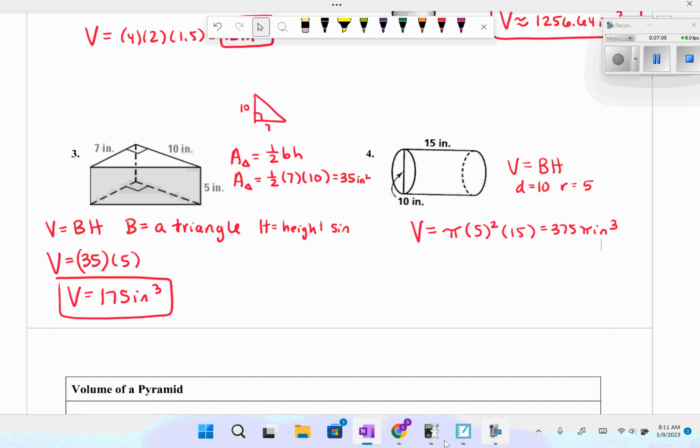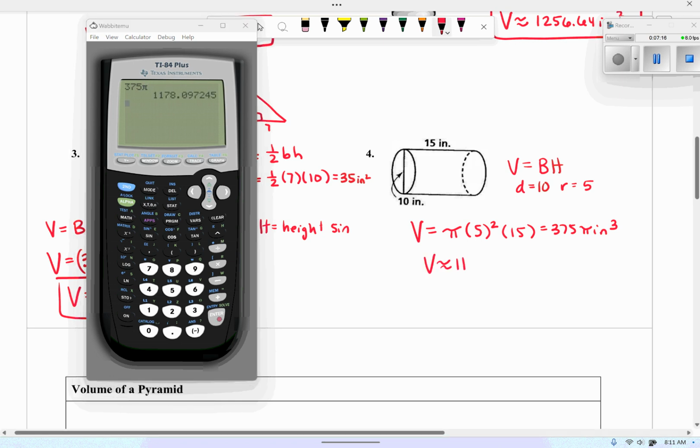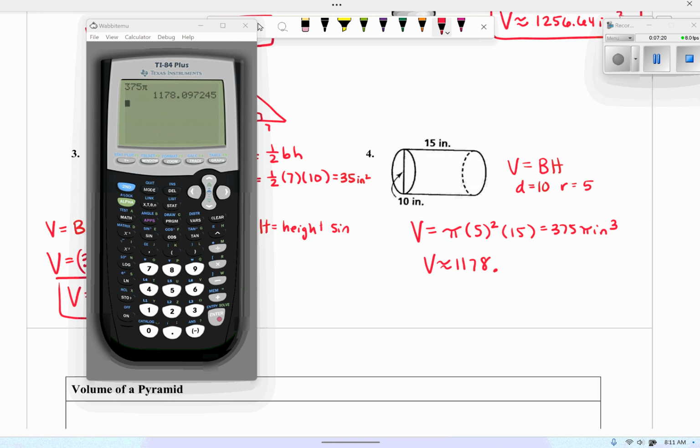And then we want to figure out the rounded answer. So 375, second, and the caret key gives me the pi. So this is about 1,178.097. So we could say 1,178.10 cubic inches.